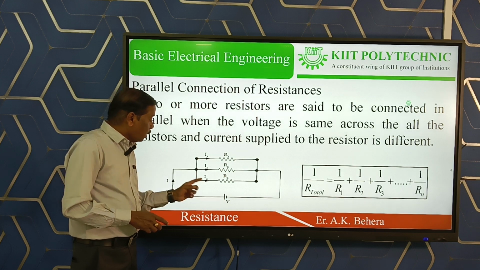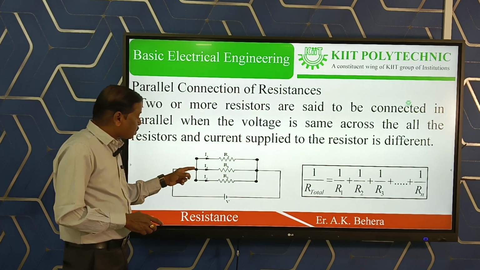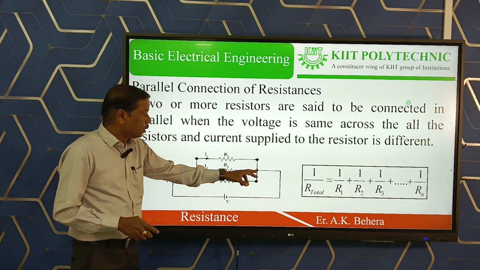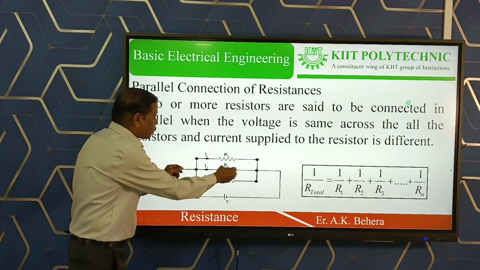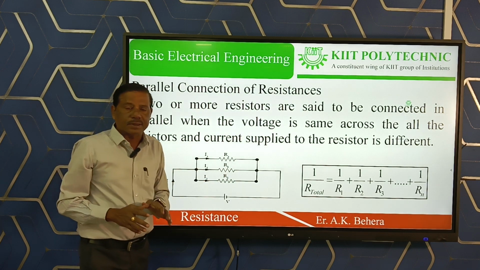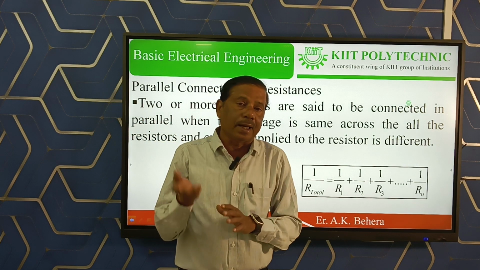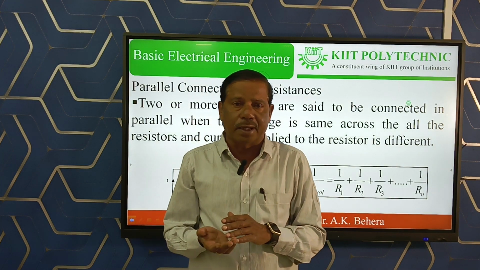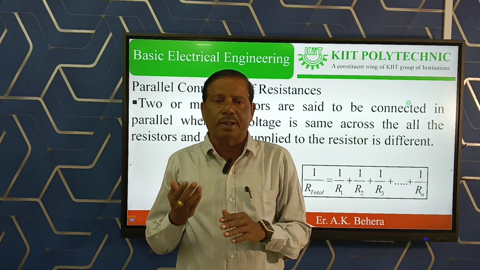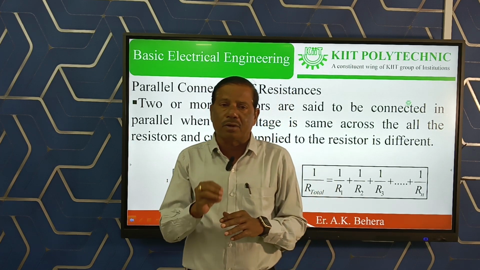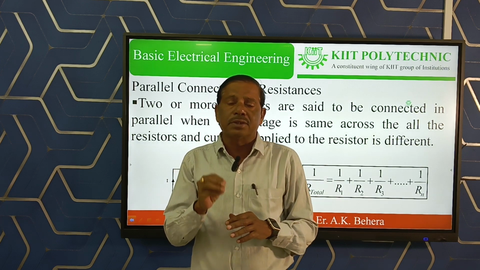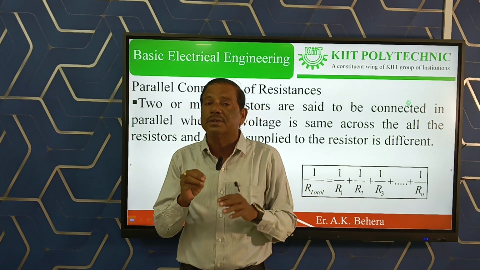At the same time, the positive point is connected here and this negative point is connected here. So the voltage is totally applied across the whole three resistances. That means in a parallel circuit, just opposite to a series connection, the voltage across each element is the same, whereas the current through each element is different.